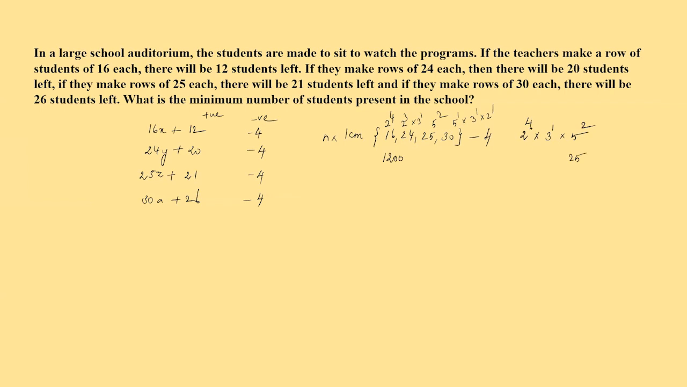So 25 into 2 power 4 is 16, and then into 3. So 25 into 16, how much does it give you? 25 into 4 is going to be 100, right? So I think that's 400. 400 into 3 is going to be 1200. So minus 4. This is the least number that you will get.